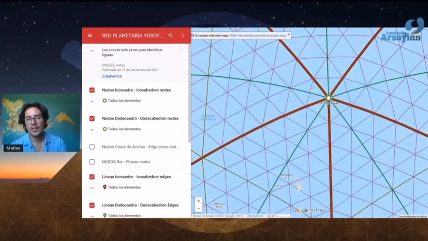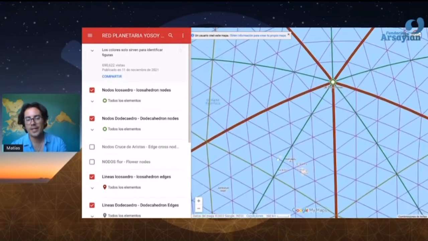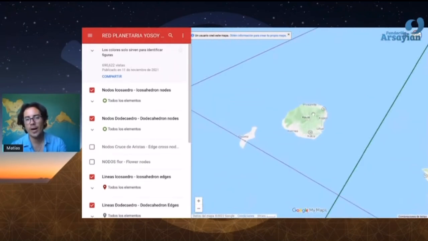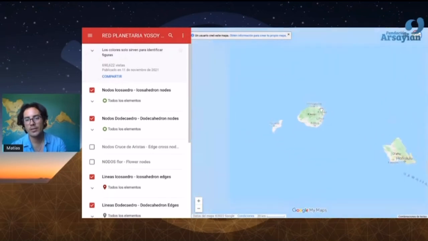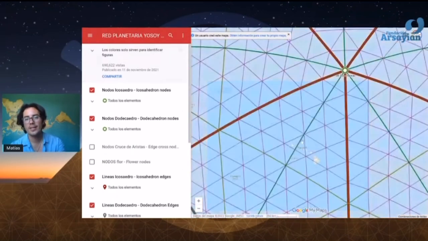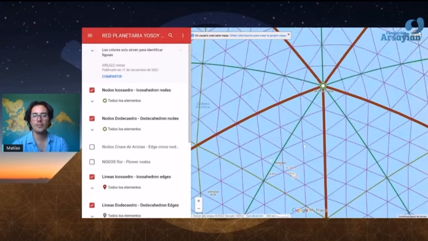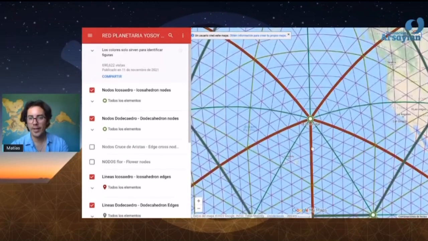The other node is Hawaii, but it's not specifically in Hawaii. It's in the middle of nowhere in the ocean. The closest spot you can get is the island of Kauai in the north. So that's why I call the node Kauai. It doesn't mean that it is there.